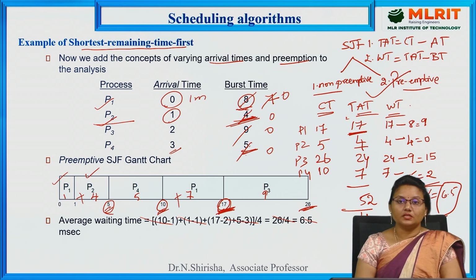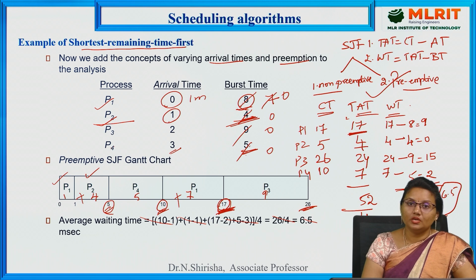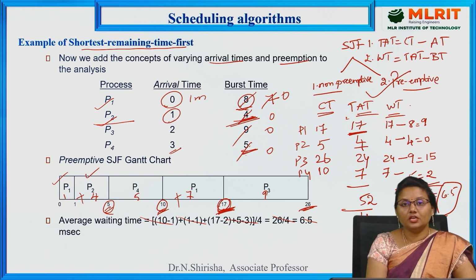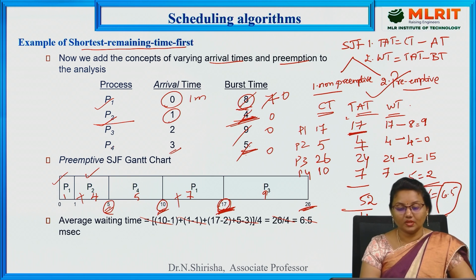When you consider SJF, the turnaround time should be minimum, the response time should be minimum, and the average waiting time should be minimum, so that it overcomes the convoy effect. Okay, so to avoid the convoy effect, we are extending FCFS into SJF, and SJF again into SJF with preemption, and the arrival times are being considered. Okay, hope you all understood.